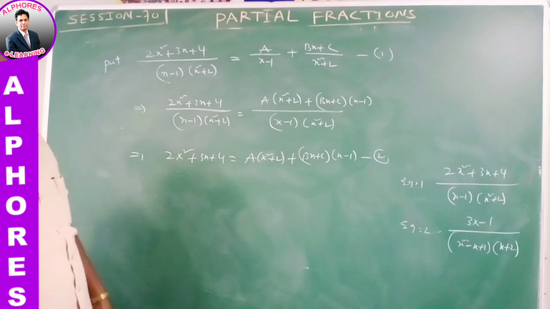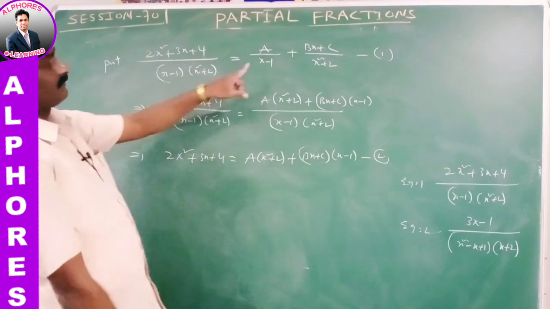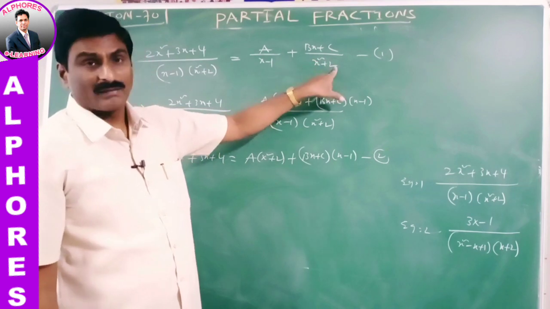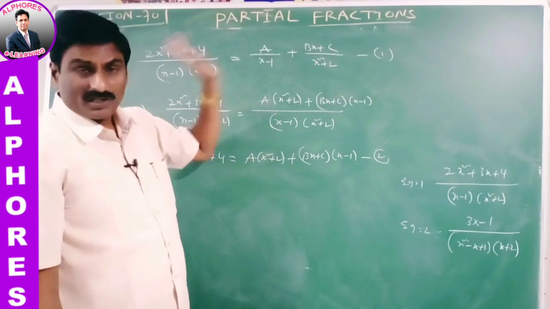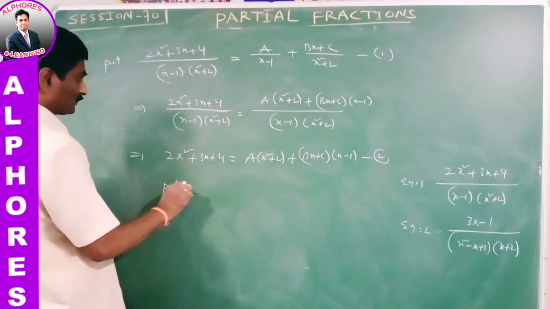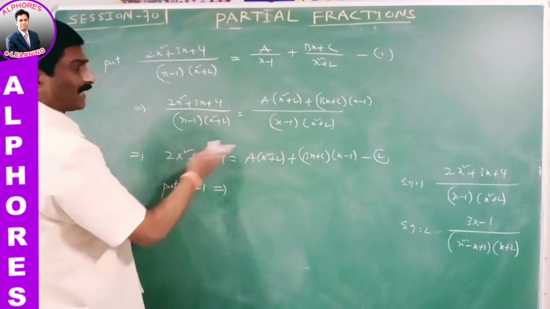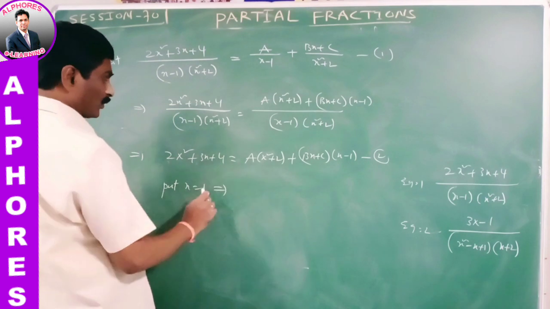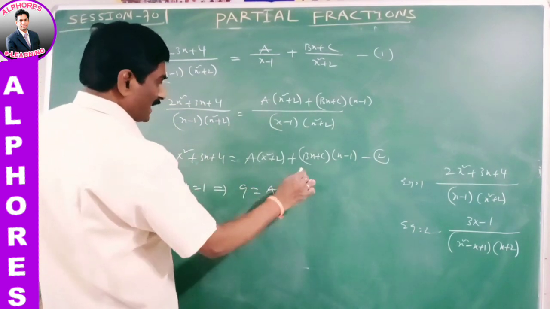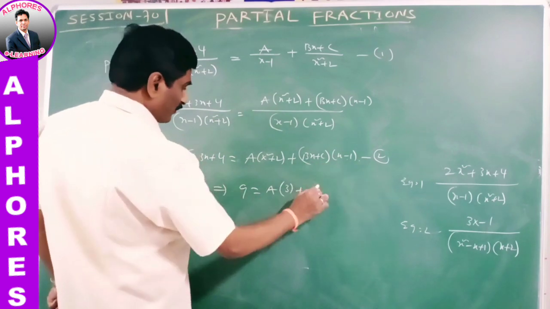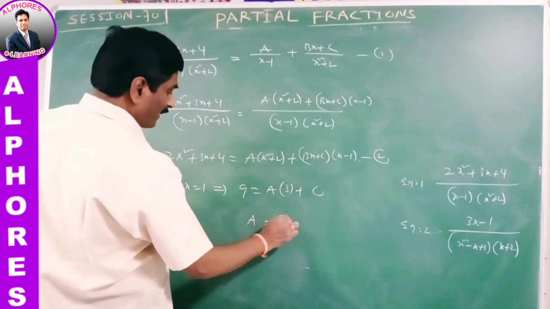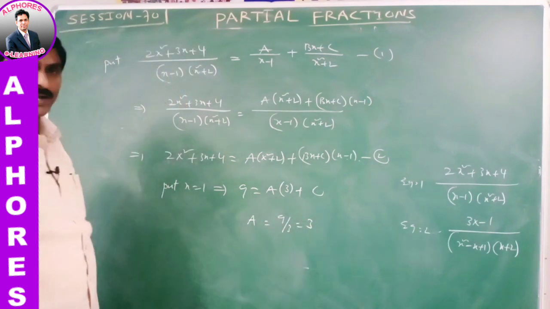Now we find a, b, c. For getting a, the critical point is 1. x square plus 2 can never be 0, it is imaginary. So we get only one constant value by putting x is equal to 1. Put x is equal to 1 in equation 2. That means 2 plus 3 plus 4, 5 plus 4 means 9, is equal to a of 3 plus (bx plus c) into (1 minus 1), which means 0. What is the value of a? a is equal to 9 by 3, that is equal to 3. The value of a is 3.